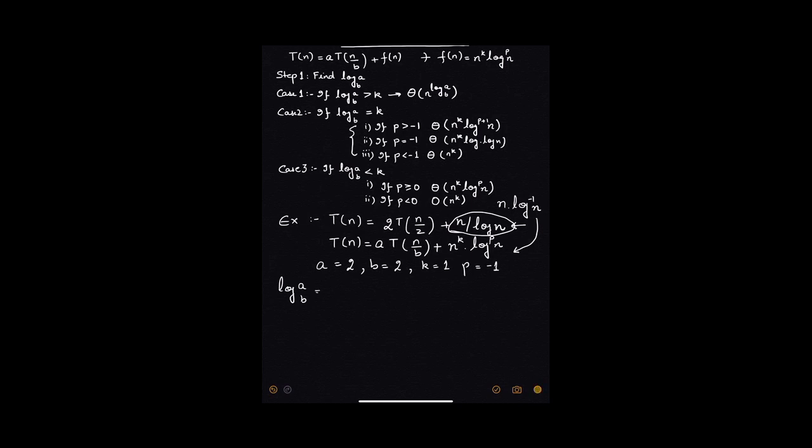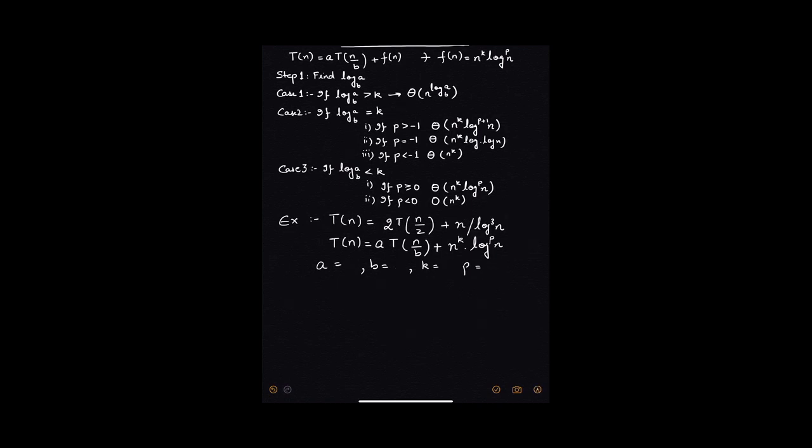If I see my log a base b, this becomes log 2 base 2, so the value is equal to 1. If I compare this value with k, the log value is equal to k, which is equal to 1. So this resembles my case 2. As an additional step, I also have to check the value of p. Over here, the p value is equal to minus 1. So this resembles my case 2, second option. So the time complexity of this function is theta of n raised to the power of k into log of log n. So the time complexity becomes theta of n into log of log n.